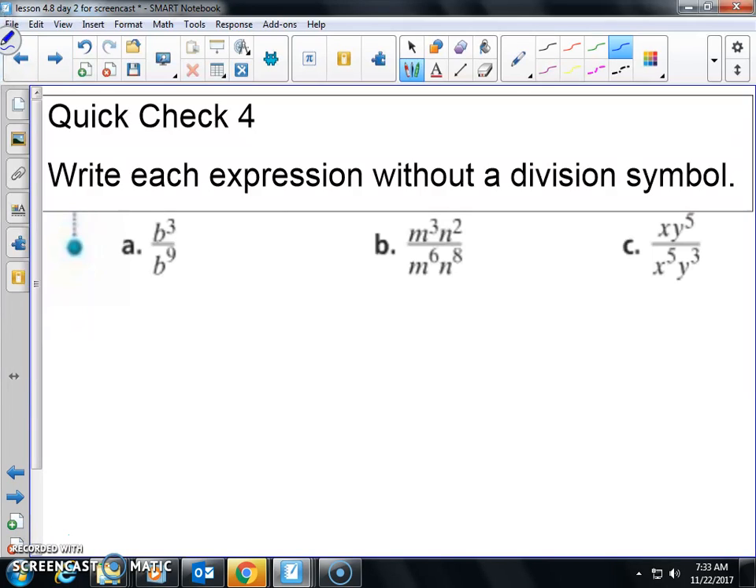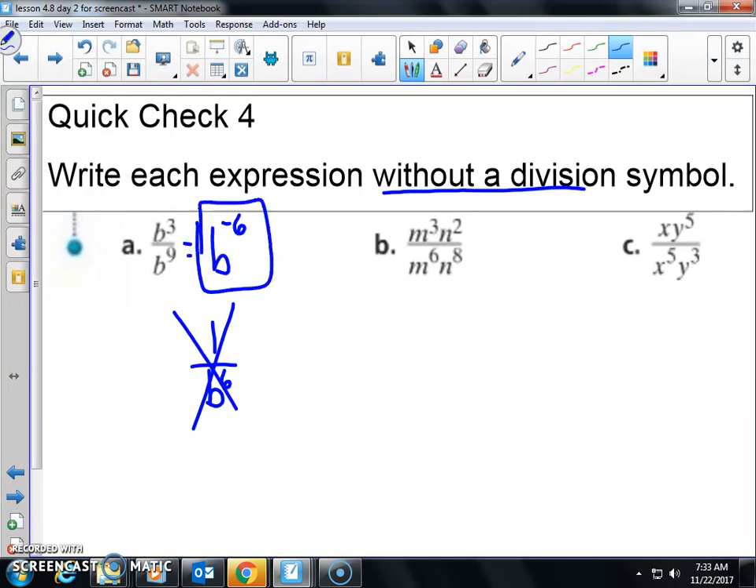Okay, hopefully you've had time to try all 3 of these. The first one, the bases are the same, so keep the base. Subtract the exponents. 3 minus 9 is negative 6. Directions say without a division symbol. So this is my answer. Some people might think, well, don't I have to stretch it out and do this? If you do that, you have now put in a fraction bar, which is a division symbol. So that is not your answer. This is your answer. It's important to read the directions.